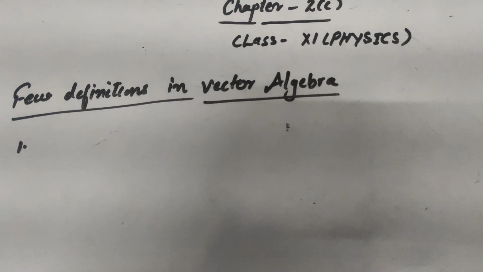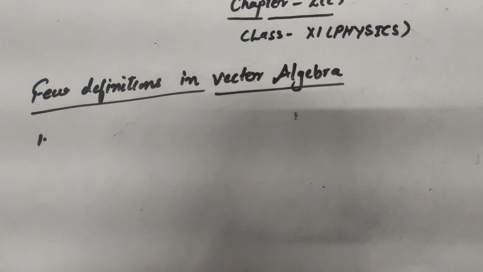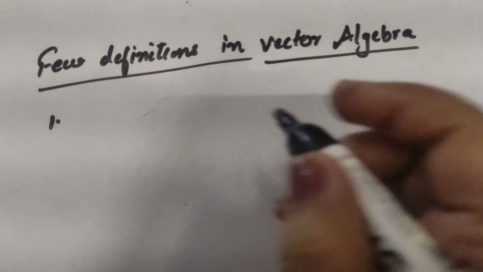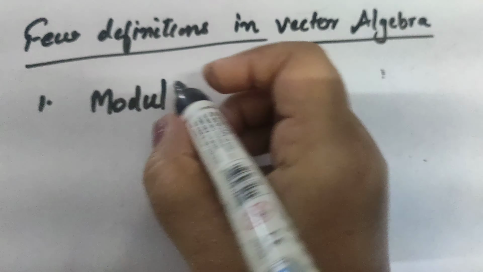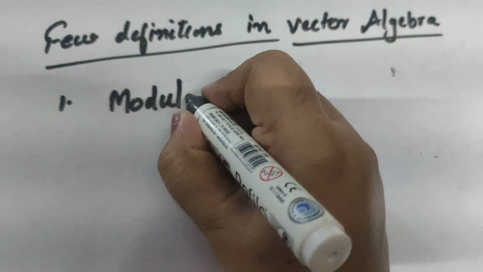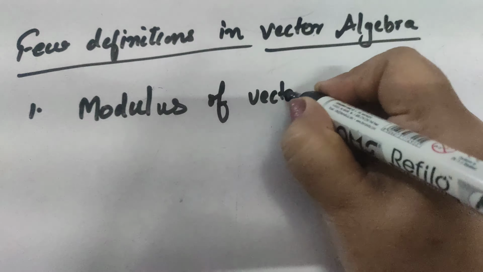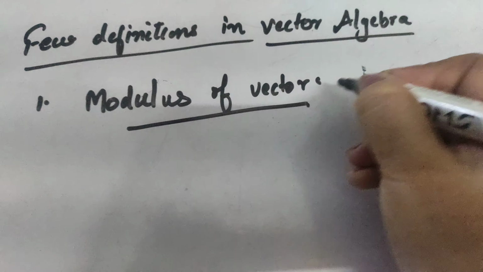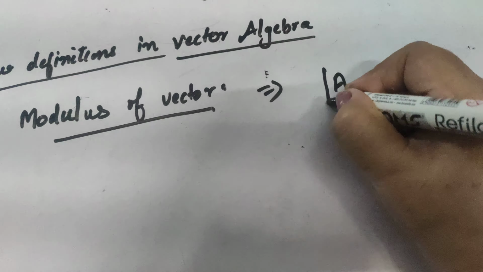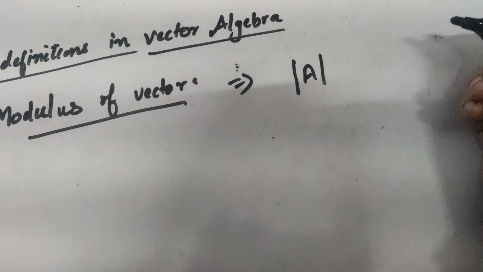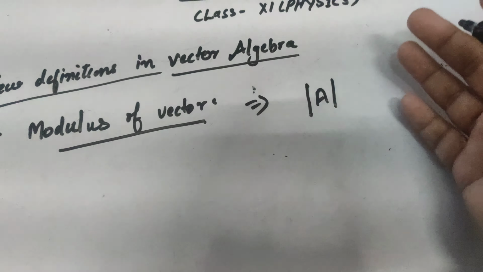In this video we will study a few definitions or important concepts about vector algebra. The first one is modulus of a vector. You must be aware of this word, modulus of a vector. Now what is that? This is actually the magnitude of any vector, and it is represented by these two lines, which is A mod. So basically this is known as the magnitude of a vector.